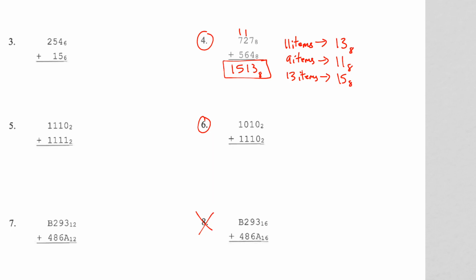Base 2, 0 plus 0 is 0. 1 plus 1 is 2. So 2 items in base 2, you just completed a group. So that is 1, 0, base 2. So 0, carry the 1.